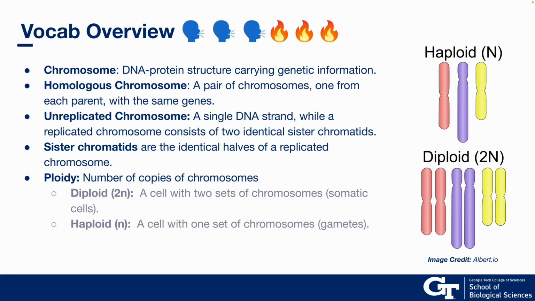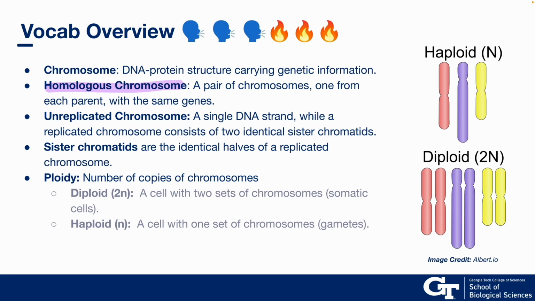So the first thing we have to start out with is some basic vocabulary, just because genetics has so many terms and it's really important we get those straightened out so that we know what we're talking about. The first term is chromosome: the structure consisting of DNA and protein that is carrying genetic information in an organism. And a big thing that you hear in this unit is the term homologous chromosome. So what does that mean?